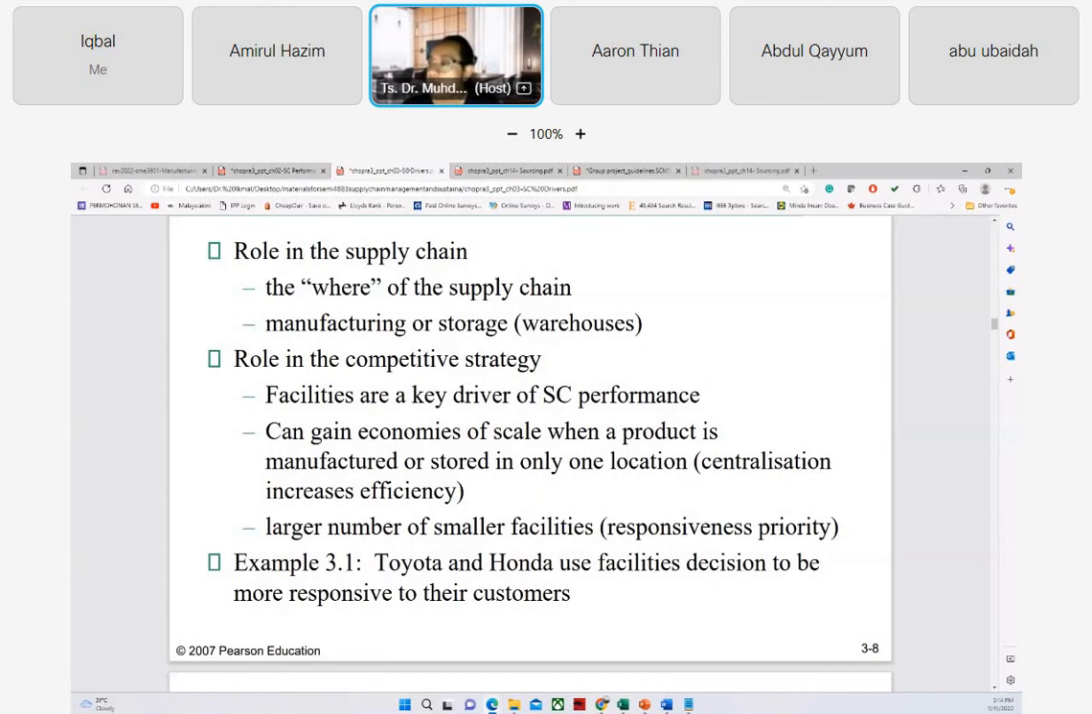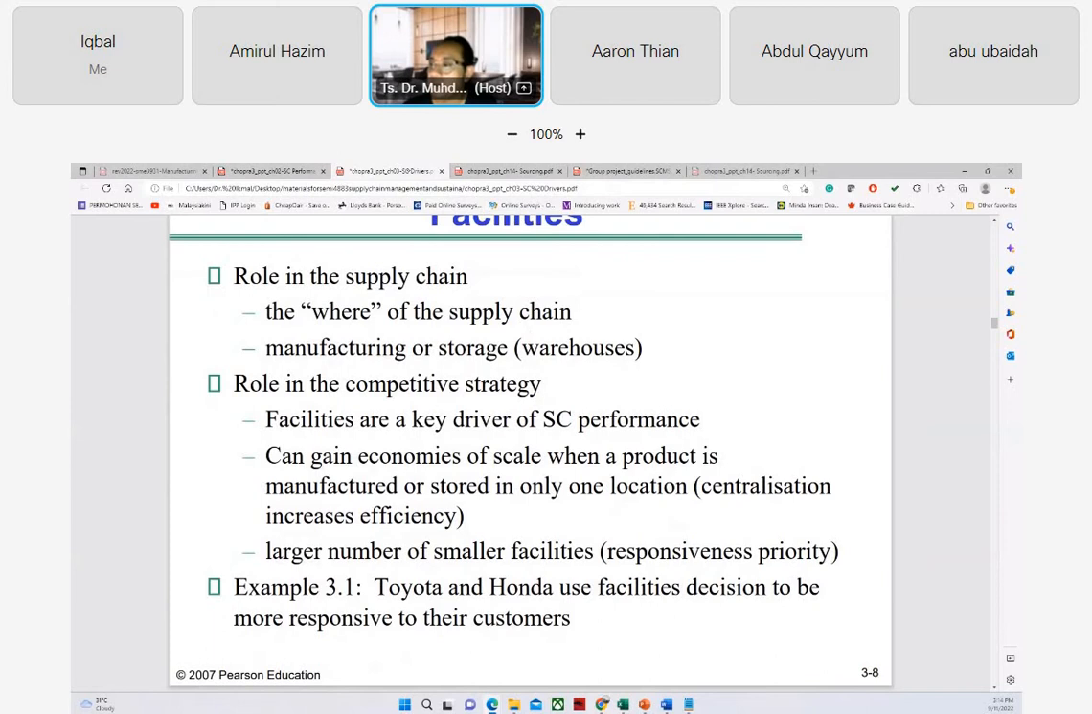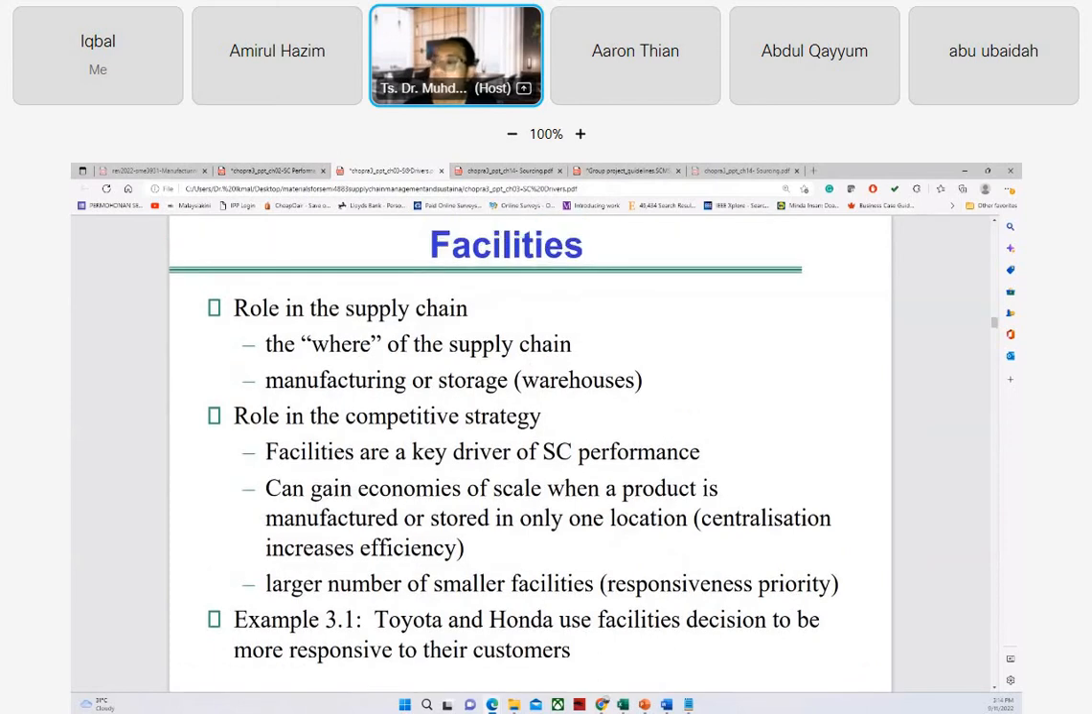So role of the facilities, role in supply chain, role in competitive strategy for the facilities. How the supply chain can play a role in the facilities. So where of the supply chain you want to go to. So you have to understand your geographical, your money, your abilities to pay, or facilities, for example. Are you renting or do you own the facilities? And then also manufacturing or storage or warehouse. So that's the role.